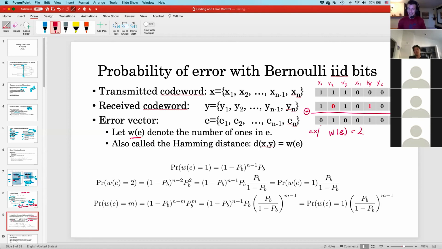So Hamming has his fingers all over this. We actually call the Hamming distance between x and y the weight of the error vector between them. The number of bits that had to flip to get you from x to y, call that the Hamming distance.